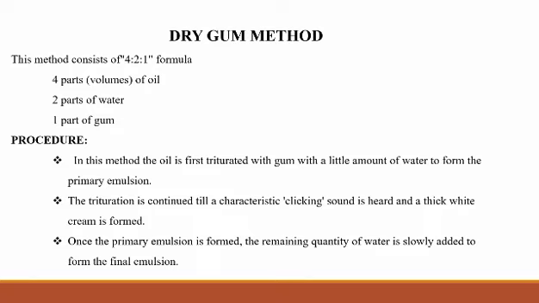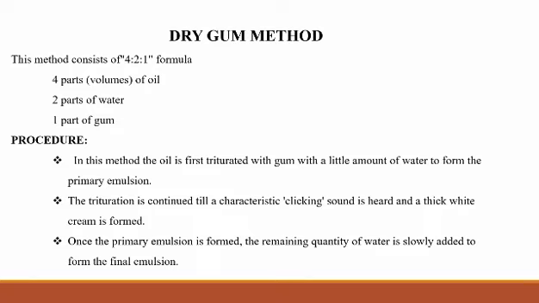Once the primary emulsion is formed, we add the remaining quantity of water to that thick cream. But we have to add it little by little and triturate continuously so that we get a properly, uniformly distributed emulsion. This is the procedure for the dry gum method. First, we triturate oil with the gum. After getting the primary emulsion, we add the remaining quantity of water slowly to get a stable, uniformly distributed emulsion.